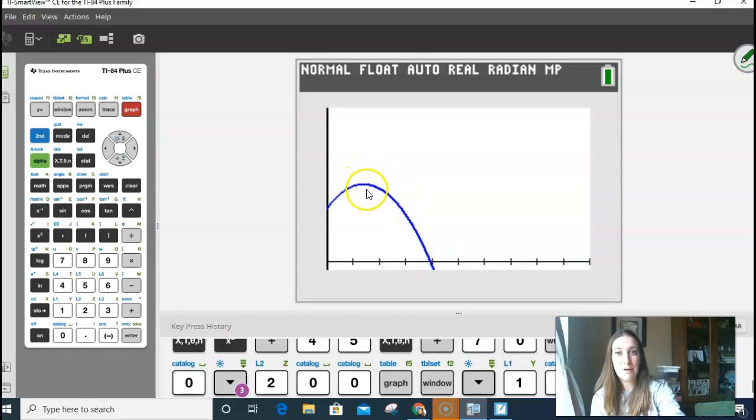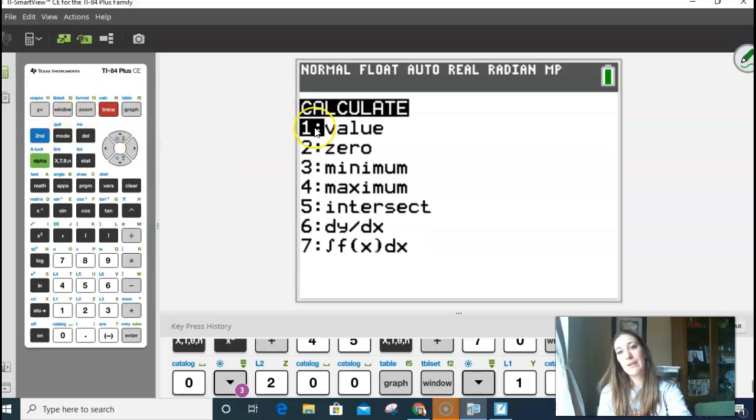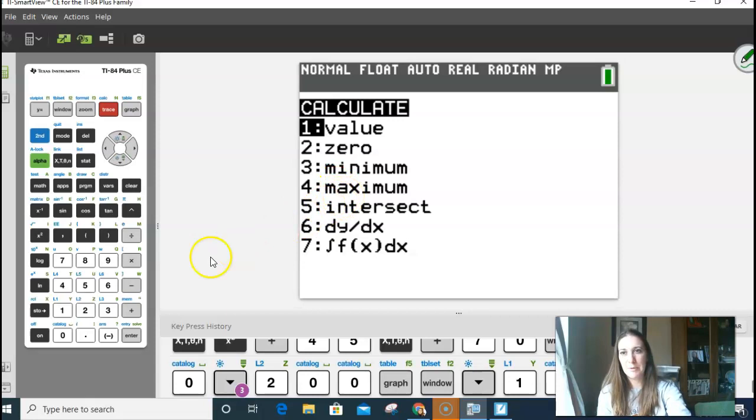We need to find this part of the parabola right here. In order to find that, we're going to go to what's called the calc menu. It's right above trace. So go second trace and then choose the appropriate one that makes sense. We're going to find a maximum. So choose maximum, number 4.